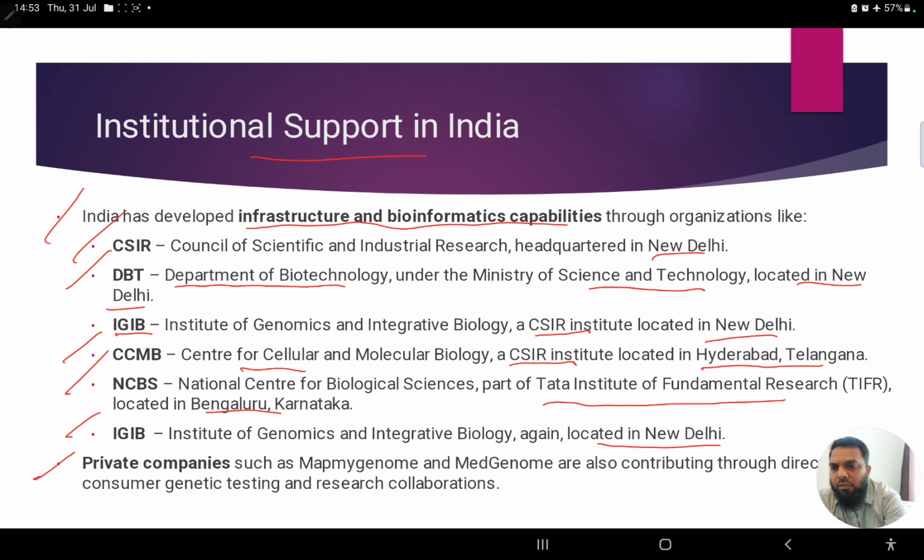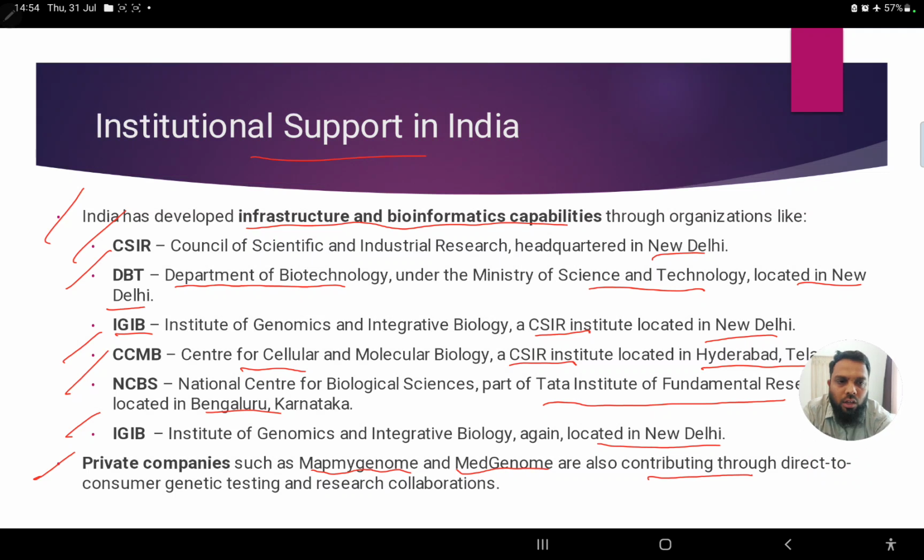And apart from government resources, there are a lot of private companies working in it. Companies like Map My Genome and MedGenome are also contributing through various direct to consumer genetic testing and research collaborations. So public institutions as well as private institutions are catering to this particular need.